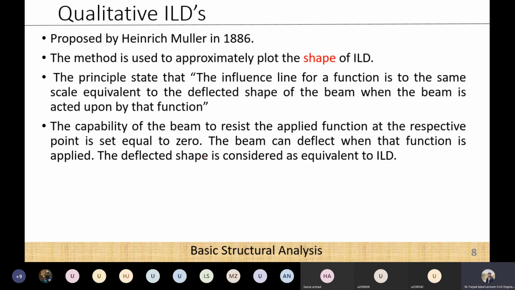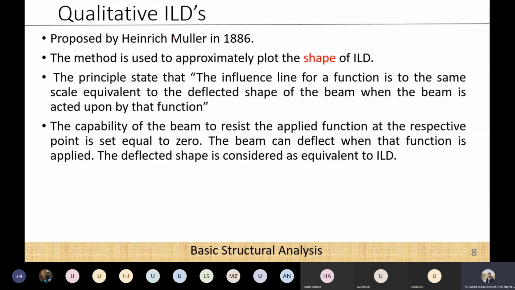So I think you understand the concept quite well now. Previously, we were developing the influence line diagrams by using the method of tabulation or by using the equation for the ILDs. But now we will move on to plot the qualitative ILD. What does qualitative ILD actually mean? It means that we won't have to use the traditional method of using the equation, plotting the shear force diagram, and then doing the ILD.